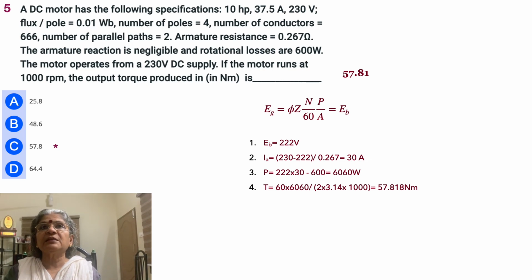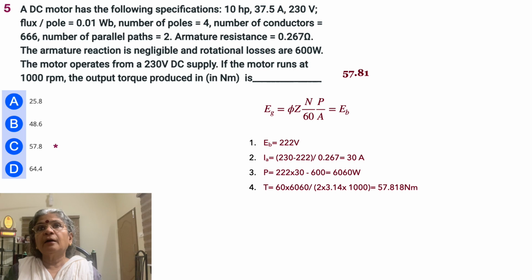Okay, so torque is very easily computable as equal to 60 into EB IA, which is 6060, divided by 2 pi N, which is equal to 1000. Okay, so substituting everything, you get a very nice value, 57.81 Newton meter.